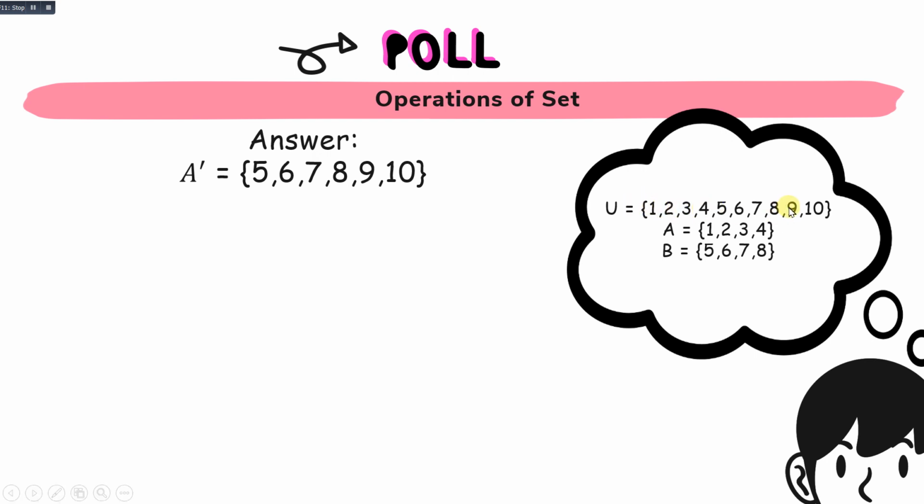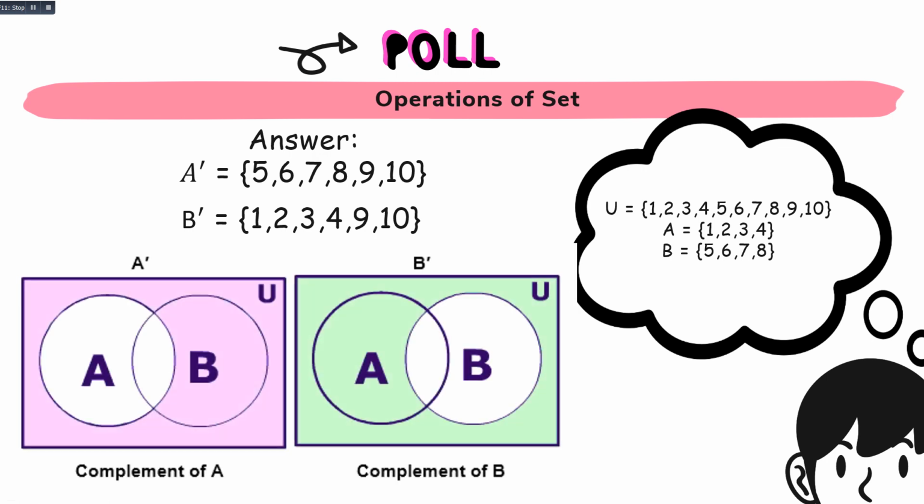So the complement of set B is 1, 2, 3, 4, 9, and 10 because 5, 6, 7, 8 are the elements of set B. So we look for the elements that are not included in set B. So that is the complement. Okay? So just like here in the diagram.